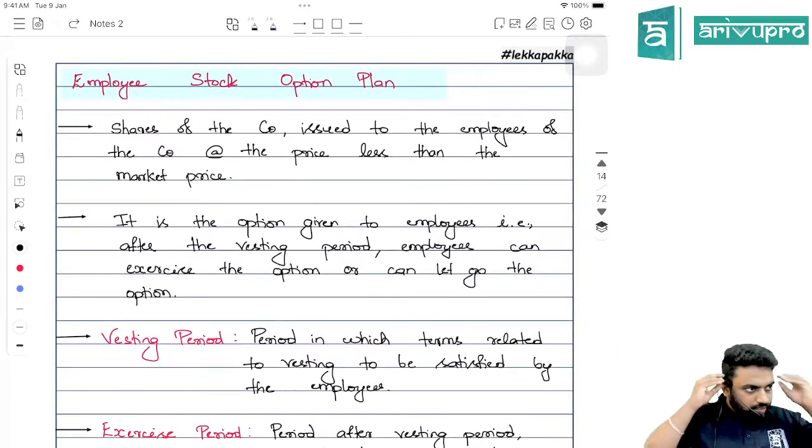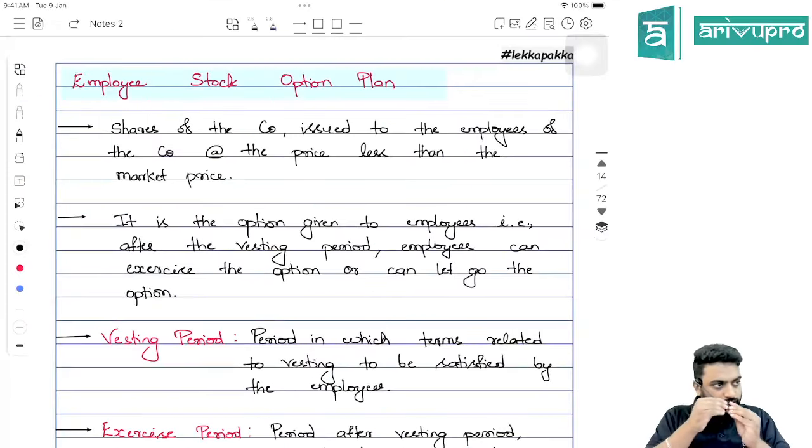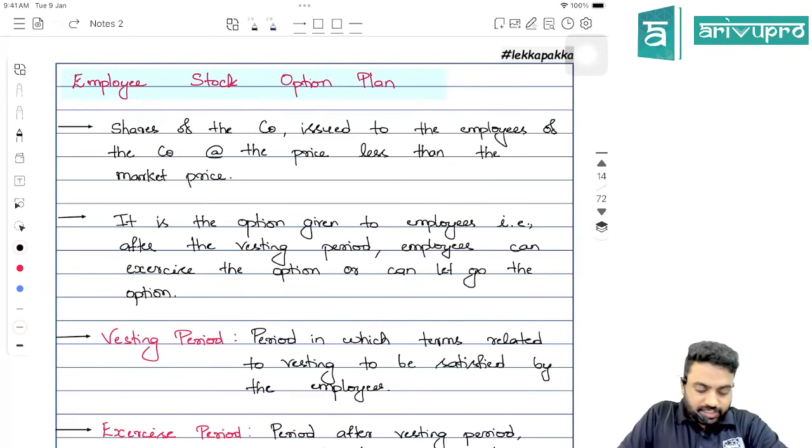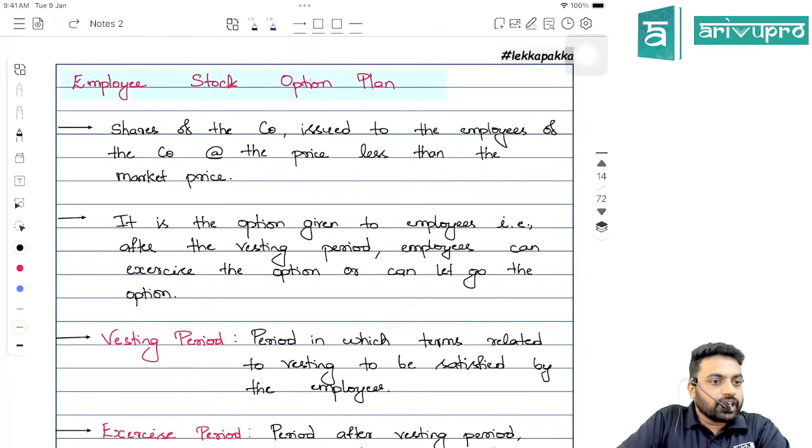Yesterday we were discussing the employee stock option plan. What do you mean by this? It is nothing but an option given to employees to exercise the shares, right? To get the shares of the company at concessional rates.